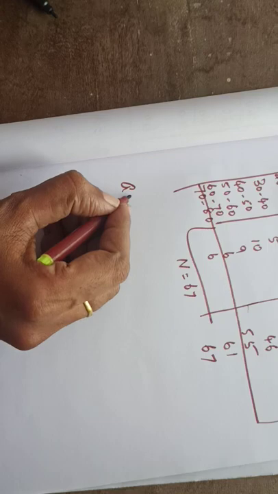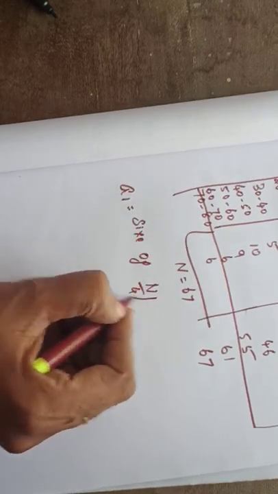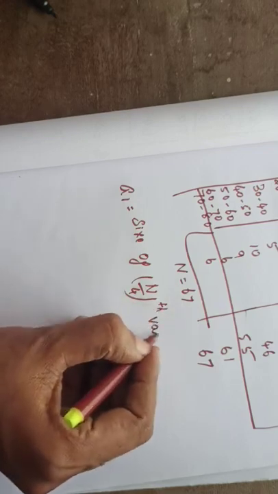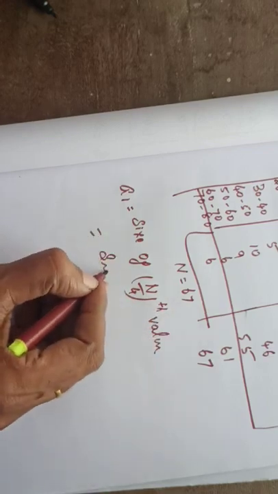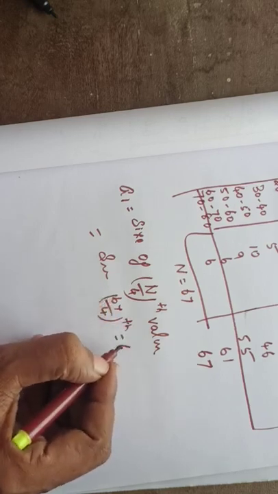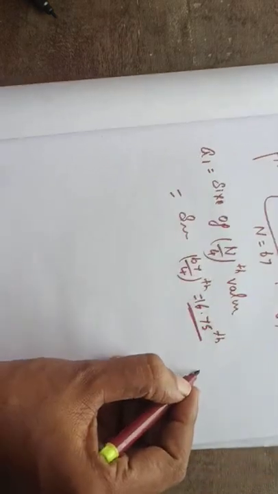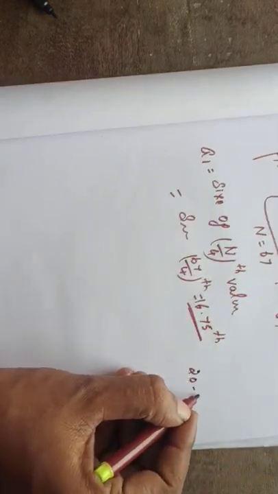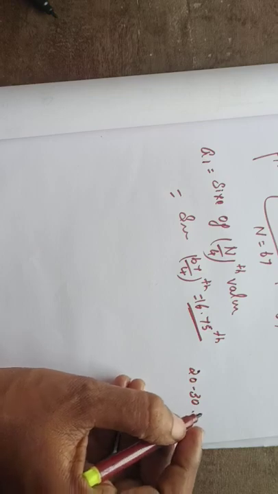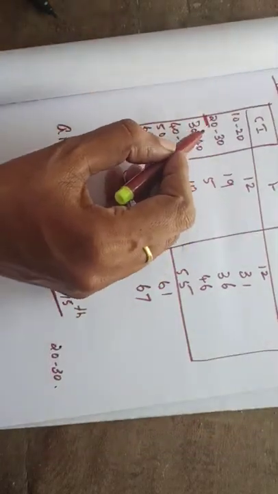So for Q1, the formula changes: size of capital N by 4th value, for the continuous case. That is equal to the size of 67 by 4th value. So you will get the 16.75th value. It lies in the interval 20 to 30, and the corresponding values you need to find. L is equal to 20, that is the lower limit.